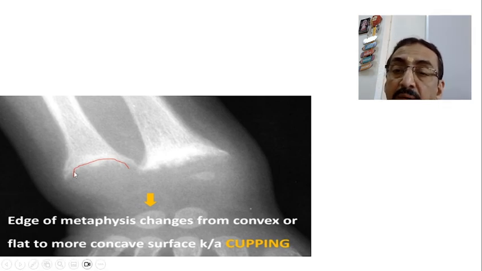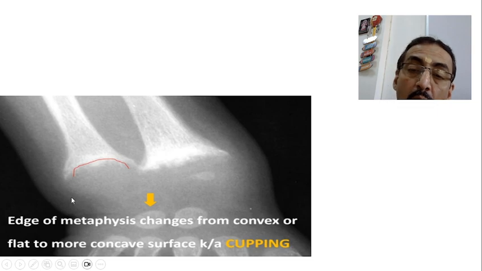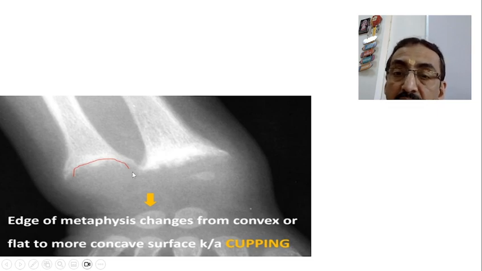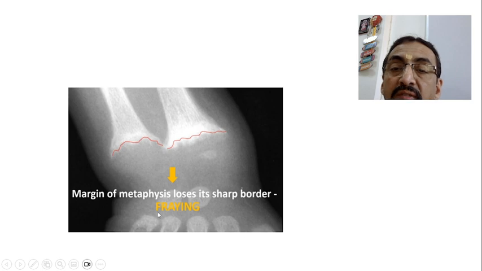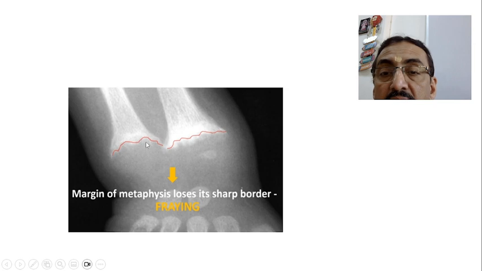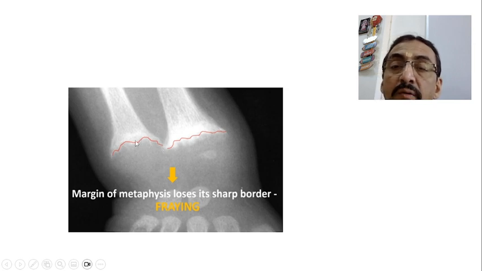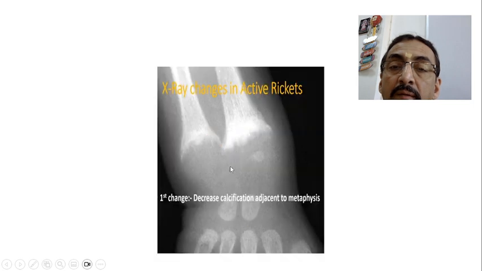See, this is another example of cupping: how the edges of the metaphysis change from convex or flat to more concave. As shown in the figure, it is not convex, it is now concave. Now this is fraying, where it loses its sharpness. It is a totally irregular border, not a sharp uniform border. It is irregular, up and down. So that is called fraying.